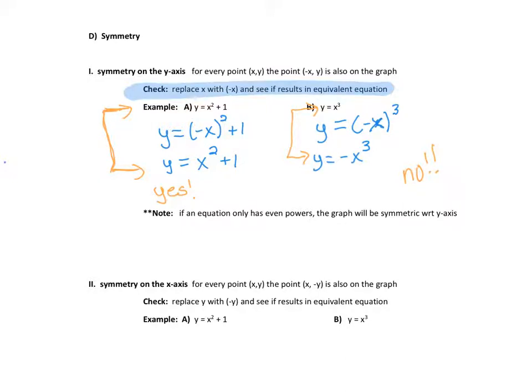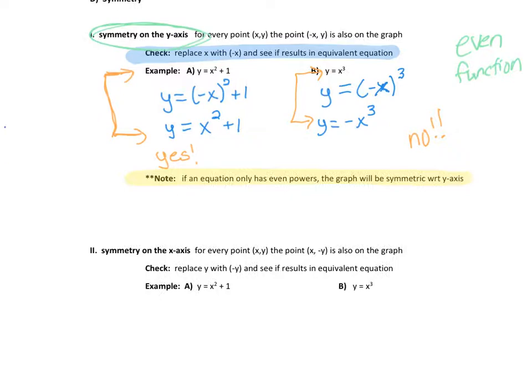On a side note, I want to add another term for you to become familiar with. If we have symmetry over the y-axis, we can say that the function is an even function. And we'll talk more about that in a later section. Also make a note about this piece of information. If an equation only has even powers, the graph will be symmetric with respect to the y-axis. So it means it will be an even function. Okay? All right, so just some good information to keep in mind.